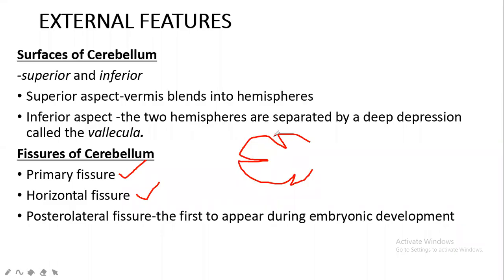So this will be the primary fissure, the horizontal fissure, and then the posterolateral fissure. We appreciate that anterior to the primary fissure, what we see here is the anterior lobe. And anterior to this posterolateral fissure, here at the lower part, inferiorly, is the lobe that we call the flocculonodular lobe. Between the primary fissure and this posterolateral fissure, we actually see the posterior lobe.